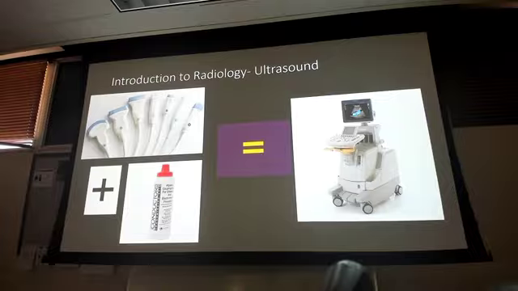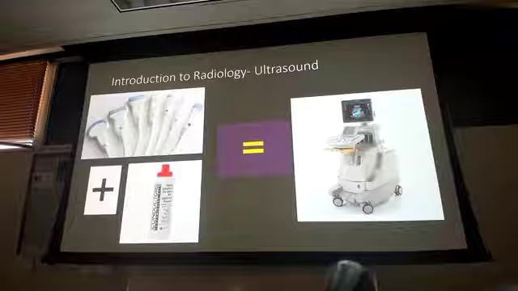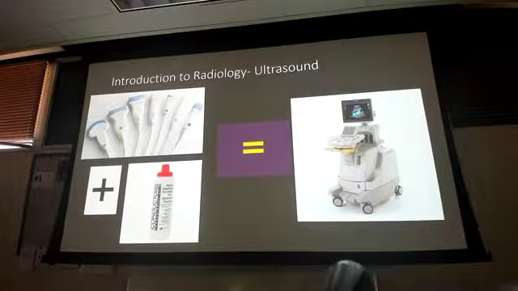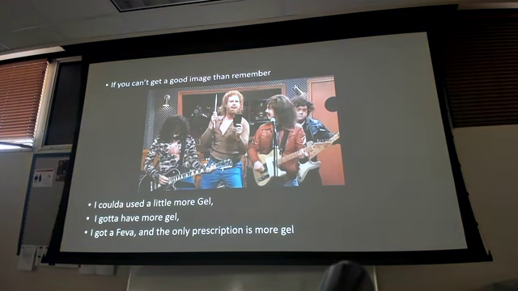The gel is the key thing, right? So with all the other imaging, they can do more radiation, less radiation, whatever the case may be. With this, it's all about the gel, okay? So gel is what you put on the patient's body in between the transducer and there. And when you're doing your scans, if you're not having a good picture, get yourself some more gel.